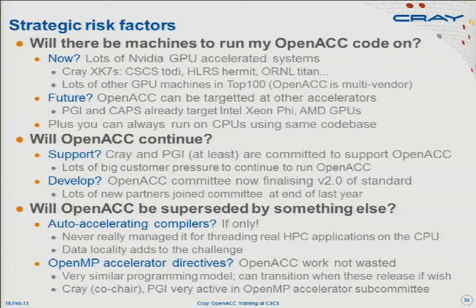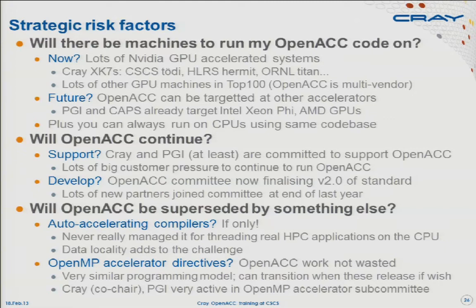Will it continue to develop, or will it just stay like this, but be out of date? The OpenACC committee grew a lot at the end of last year. CSCS are one of the partners now. We've got a lot more tools and user partners in the OpenACC committee. The new standard is now being finalized. OpenACC is continuing to develop. But will everybody move to use something else?